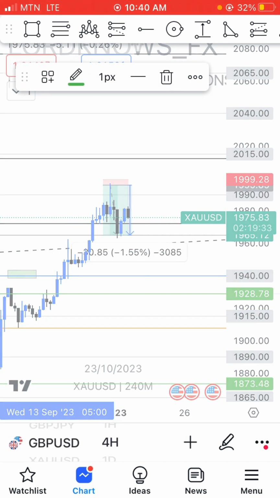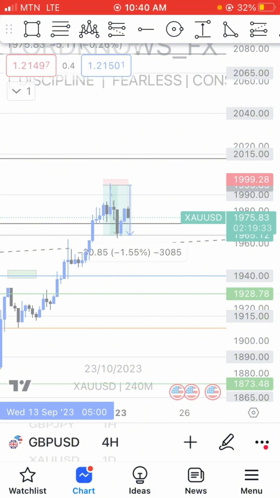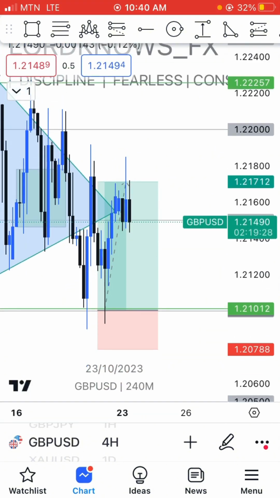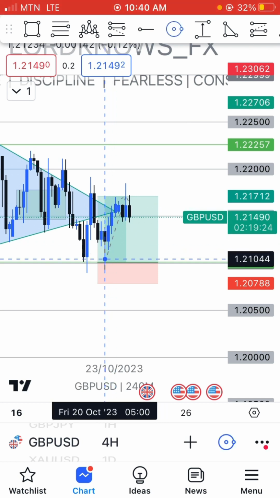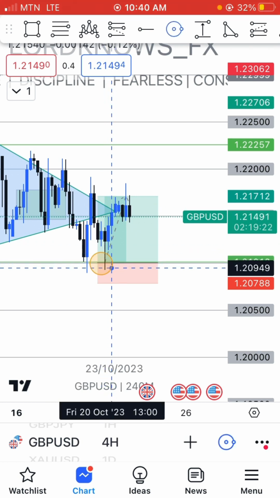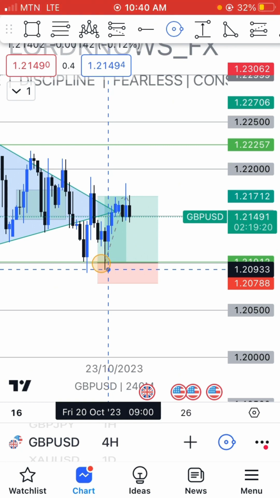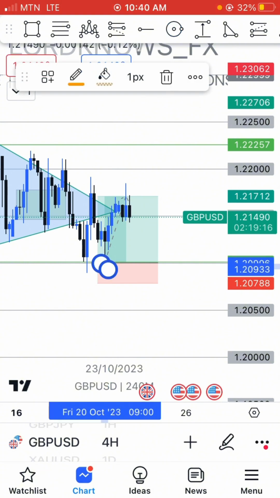So quick one, let me jump straight to GBPUSD. On GBPUSD, I also had a sniper entry. This is what we call a sniper entry. A sniper entry is when a wick takes you in, like a wick triggers your trade. So this was the sniper entry I had.